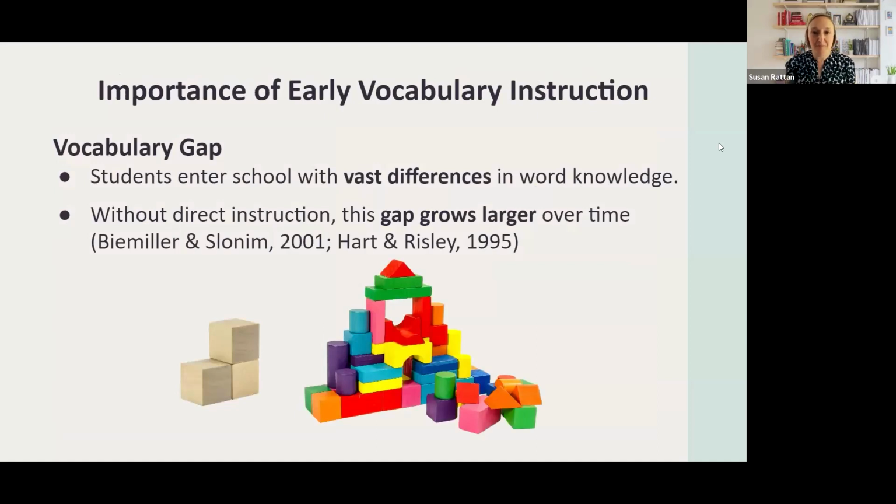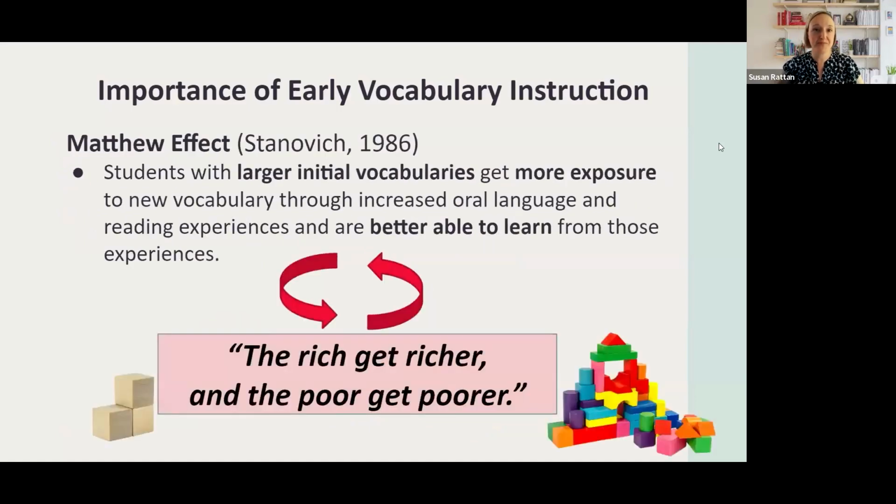If you've ever read about vocabulary or been to another presentation, you've probably heard about this vocabulary gap that has been shown in research over and over again, that students enter school with vast differences in their word knowledge. And this is mainly based on experiences they've had with oral language before they get to school. So there's a lot of difference. And what we've found, or we haven't found this, but other researchers have found that without direct instruction, this gap just continues to grow larger over time.